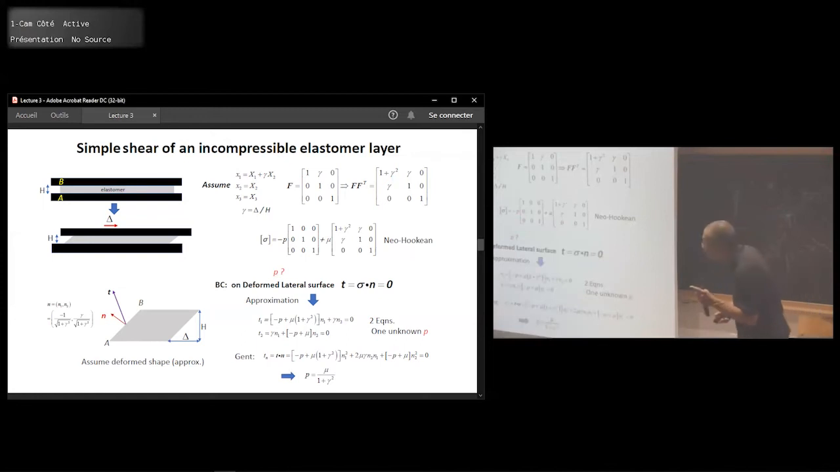Now you face a problem. You face the following problem when you make this kinematic assumption. How do you determine the pressure? Well, you say, I have used some boundary condition. You don't have any boundary condition to use, except you know that in here it's exposed to air. So it's traction free.